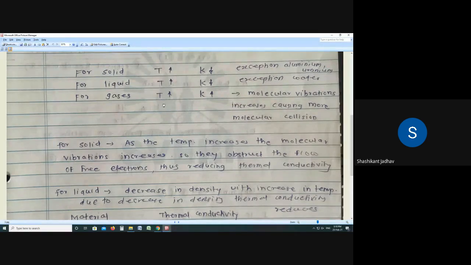So write down for gases, if temperature increases, then thermal conductivity also increases. And what is the reason? I have written the reason here. Molecular vibrations increase. If temperature increases, then molecular vibrations increase, causing more molecular collision.